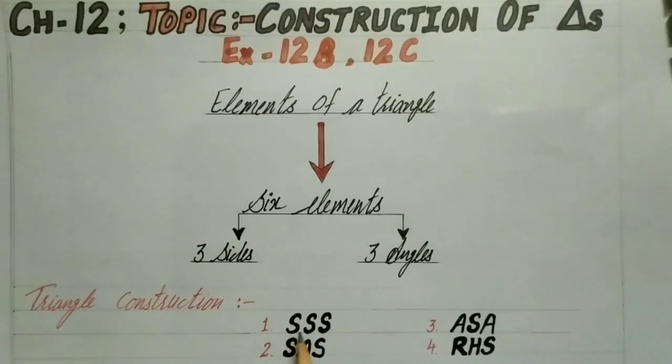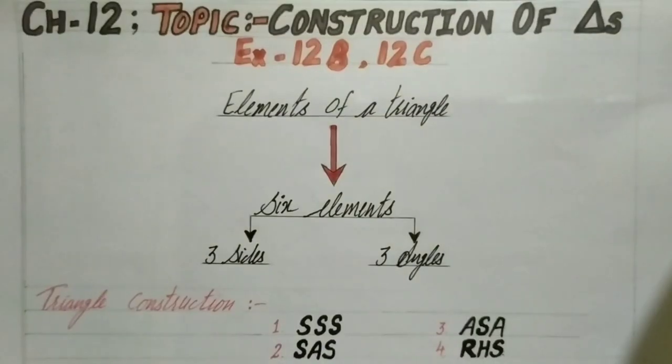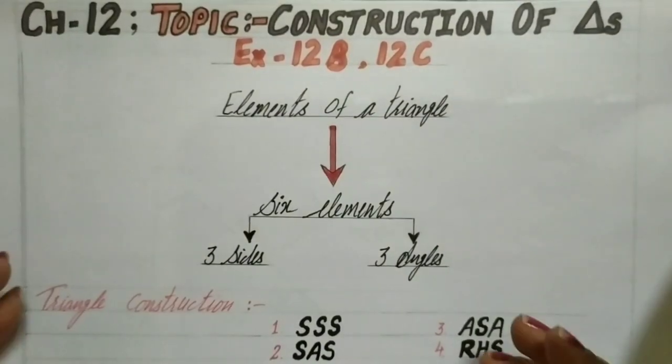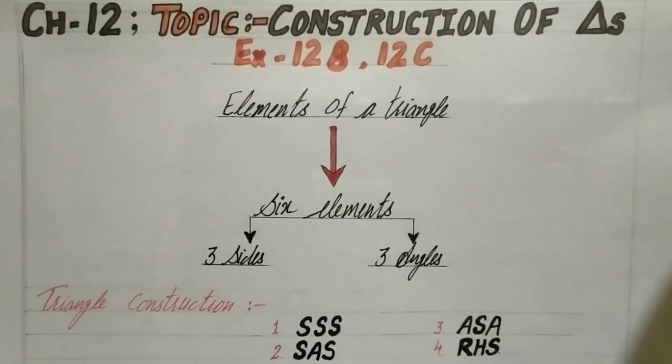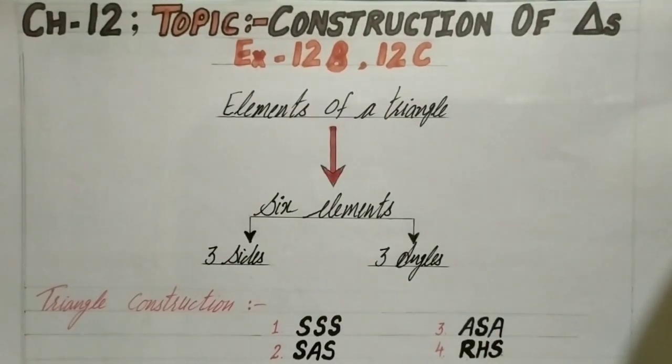SSS, when all the 3 sides of a triangle are given; SAS, when 2 sides and their included angle are given; ASA, when 2 angles and their included side are given; and the fourth one is RHS, right angle, hypotenuse and side. When these things are given, how do we construct the triangle? Today in this session we will discuss SSS and SAS triangle construction criteria.